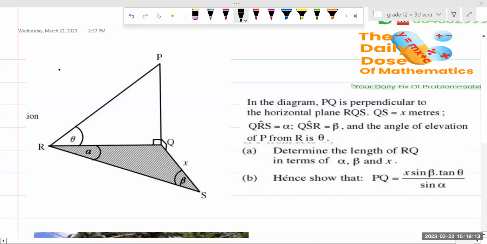We have a part whereby you're going to be dealing with numerical values, and then there's a part whereby you're going to be dealing with variables. So we just have to be careful of the two.